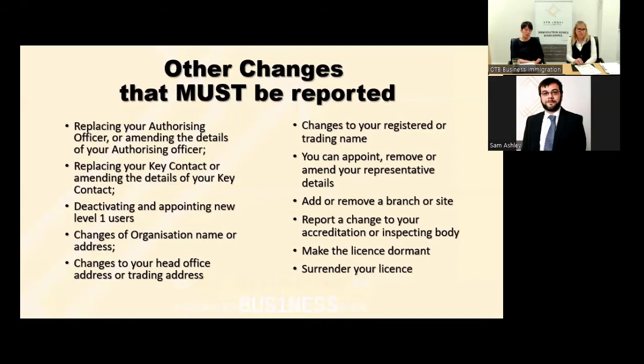Other things on the screen: if you want to appoint or remove a legal representative, you can have a legal representative named on your license, and they can then become level 1 users, for example, or a key contact. Those need to be kept up to date. If you need to remove a branch or a site for any reason, that is something you will report ideally quite quickly on the SMS. Any changes to your accreditation body, if that's something that's applicable to you, or if you need to make your license dormant or surrender it for any reason. All of those are factual changes that you would need to report through the system.